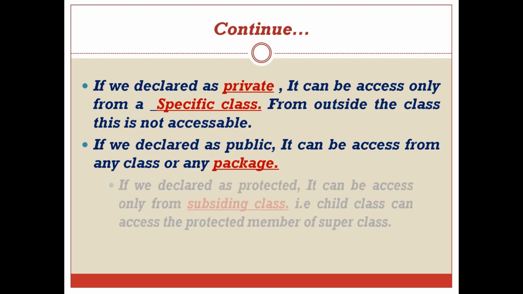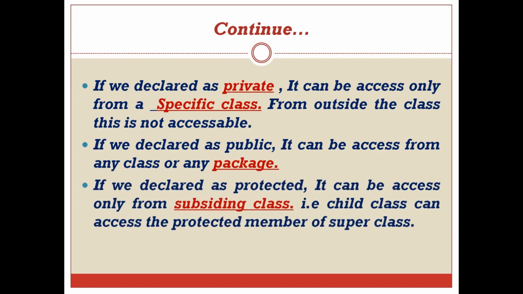Another thing is protected. If we declare a variable or method as protected, it can be accessed only from the succeeding class, that is, the child class can access the protected members of the superclass. So if we have declared a variable or method as protected, only that variable or method can be accessed from its child class.